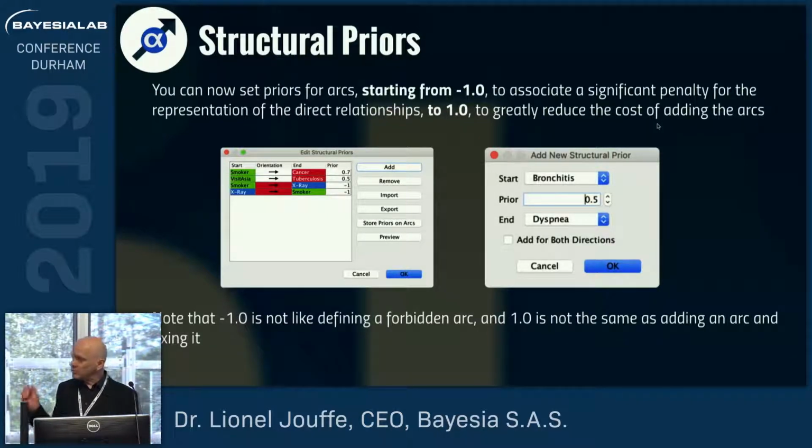I just want to emphasize that if you set -1, it's not going to forbid the relation, right? This is just your prior. If data shows that it's important to have this link, we are still going to add this link. Same thing for 1. If you set 1 and it's not supported by data, we are not going to add the link. If you really want to forbid a link, there is a feature in BayesiaLab that allows you to do that. You make a right-click on the link and you say forbid. If you want to add an arc and fix it, same thing, you make a right-click, you fix it, and BayesiaLab will not remove this link.